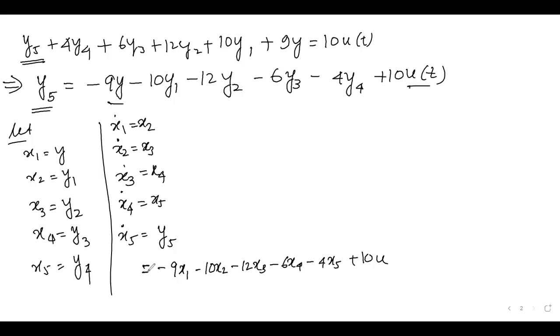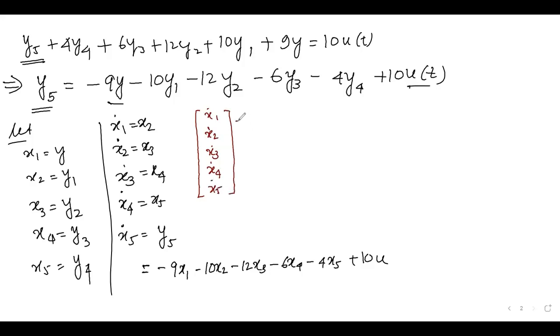Clear? So now the fifth order equation becomes five first order equations. Now we'll write these five equations in matrix form. All right, let us write them in matrix form. So x1 dot, x2 dot, x3 dot, x4 dot, x5 dot.